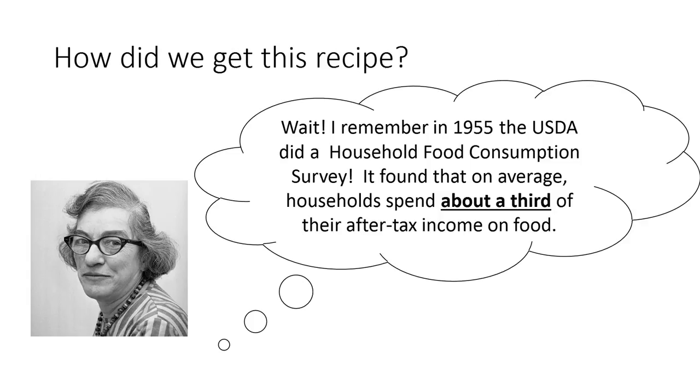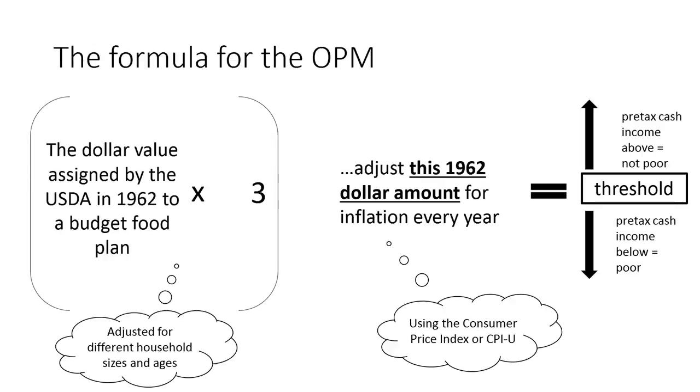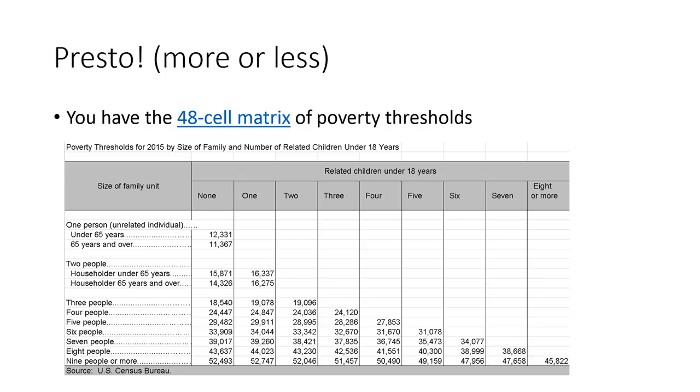Now, this was, after all, 1955. But that was the finding of the survey. So that's where our curious multiplier times 3 comes in. Molly said, well, if families are spending a third of their incomes on food, if I just multiply the Thrifty Food Plan amounts for different household types by 3, then that would be a decent poverty threshold. So here's our formula again, with all the adjustments. And again, we're taking the amount, 1962, 1963, she worked on this project over the span of a couple of years. We take that amount and we adjust it for inflation every year, and that's where our 48-cell matrix comes from.